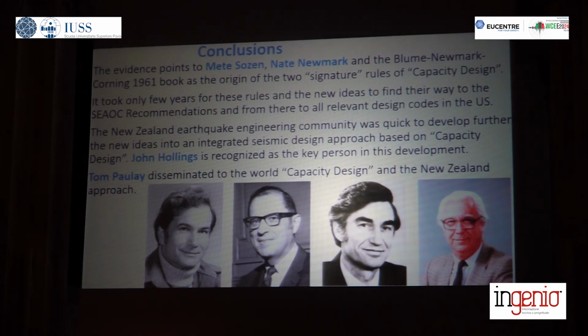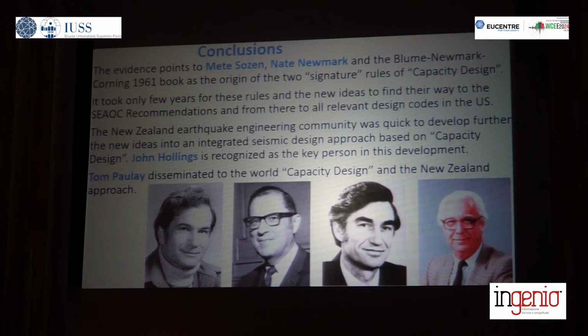Apparently, the rules come from Mete Sozen, at least the most important elements of capacity design come from Mete Sozen and nothing numerous. What has been contributed by whom, how much was due to Mete and how much was due to Newmark, I don't know, and I'm not sure that anybody will ever know.